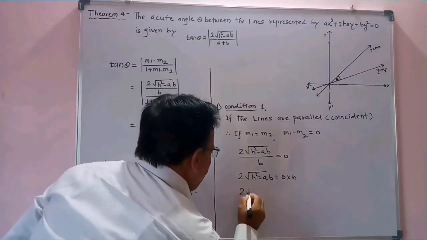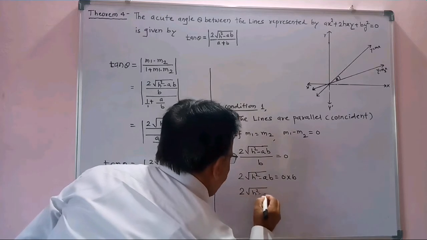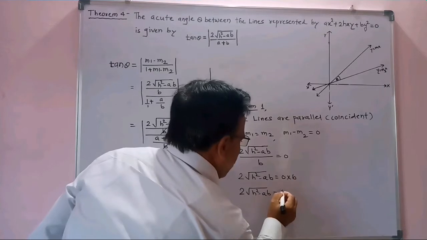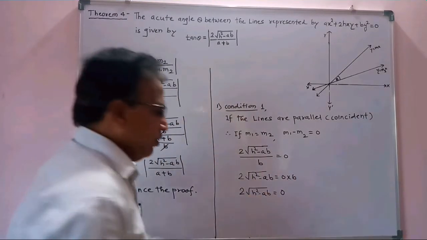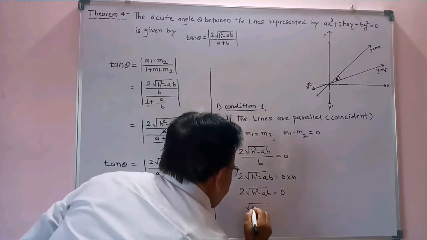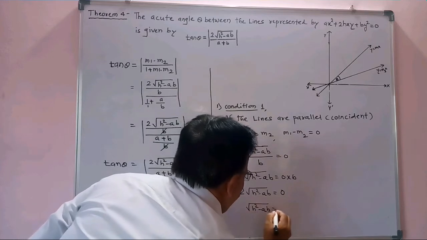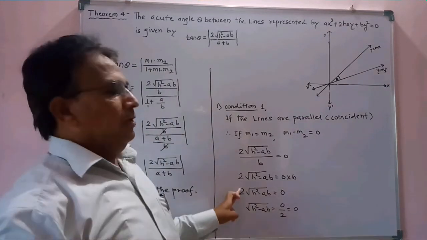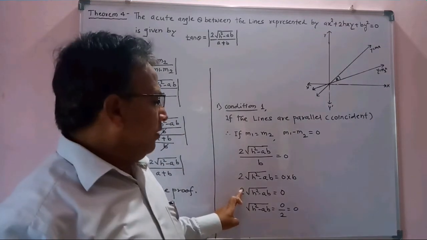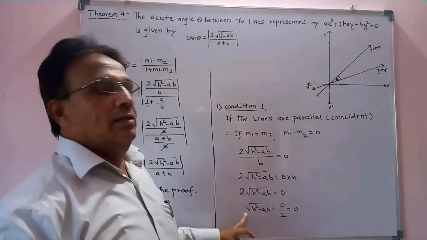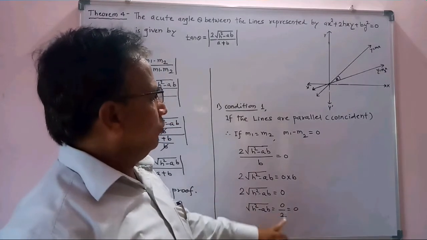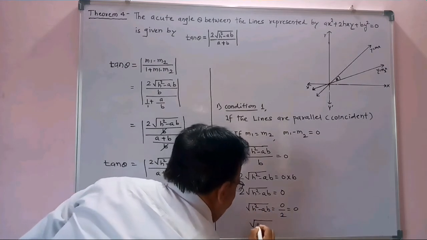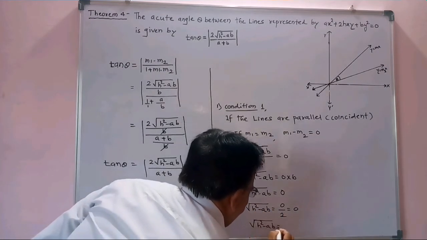Therefore, 2 into root h square minus ab equal to 0 into b, which is 0. Transposing 2 to the right side, root h square minus ab equal to 0 divided by 2, which is 0. And this condition is root h square minus ab equal to 0.